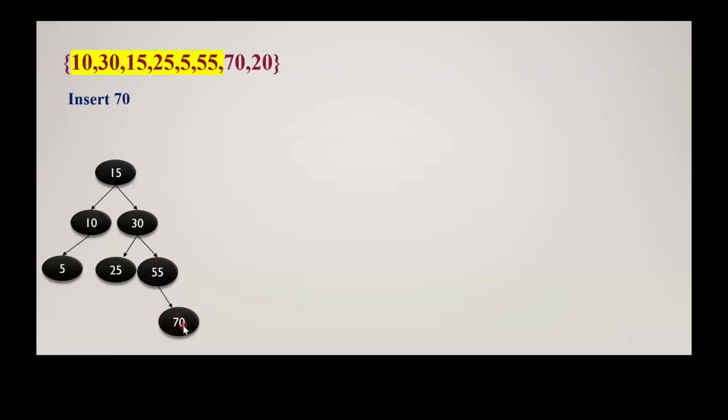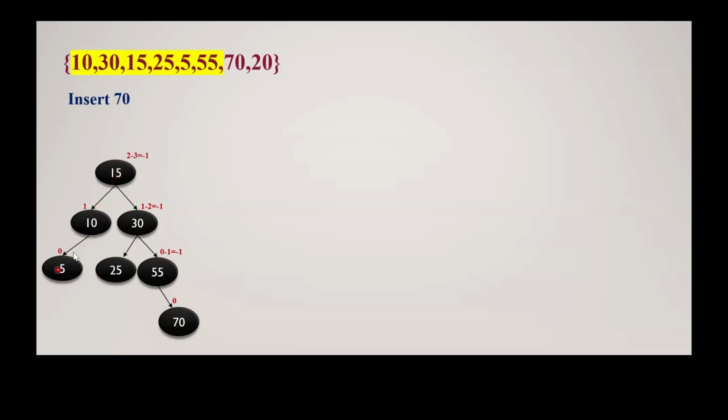After insertion, what do we have to do? We have to calculate the balancing factor. Balancing factor for 70 is 0. Then this one is 0 minus 1, height of left subtree minus height of right subtree, which is minus 1. Then this is 1 minus 2, this is minus 1. Then this is 1 because height of left subtree is 1, right? 1 minus 0 equals 1.